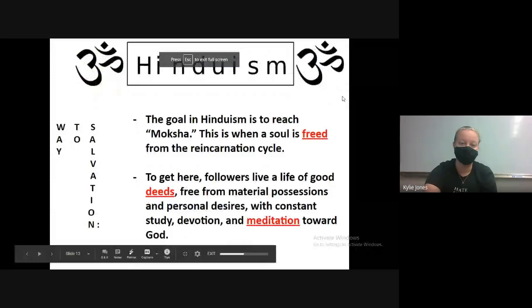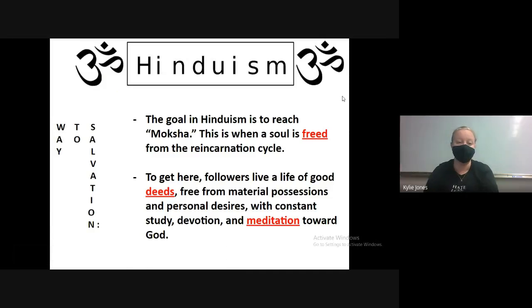Alrighty, our next one. Going back to Hinduism. This is the way for them to reach salvation or their moksha. The goal in Hinduism is to reach moksha. This is when a soul is freed from the reincarnation cycle. So remember, they think that you're reincarnated over and over and over again until you successfully get to moksha. So once you finally make it, your soul is freed and you don't get reincarnated anymore.